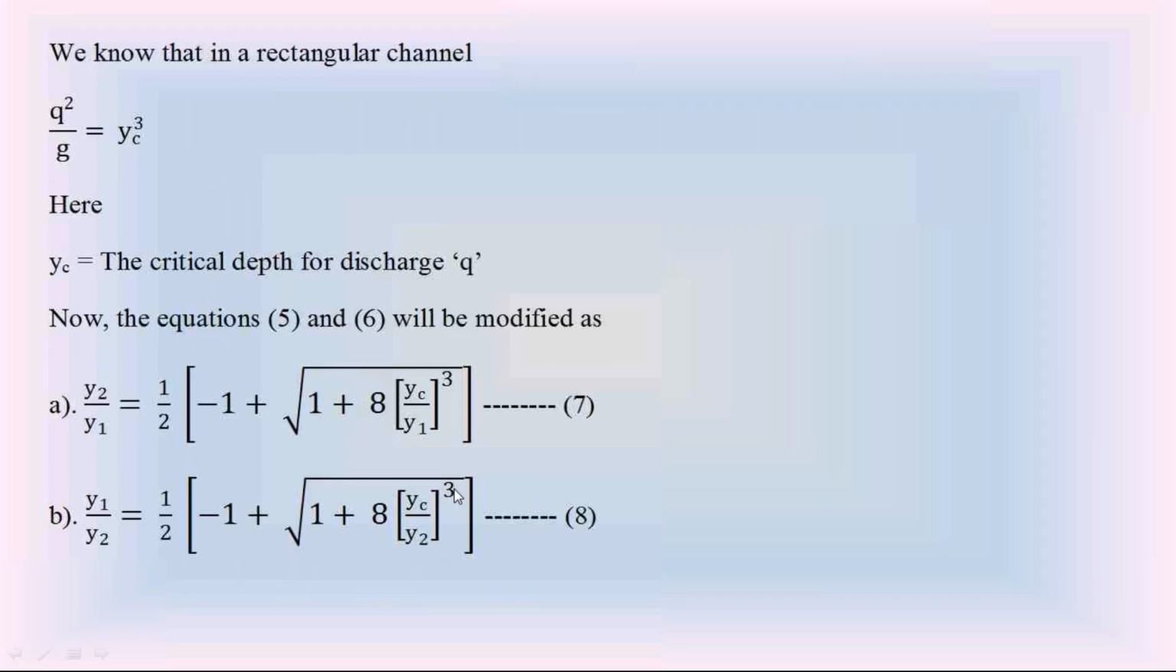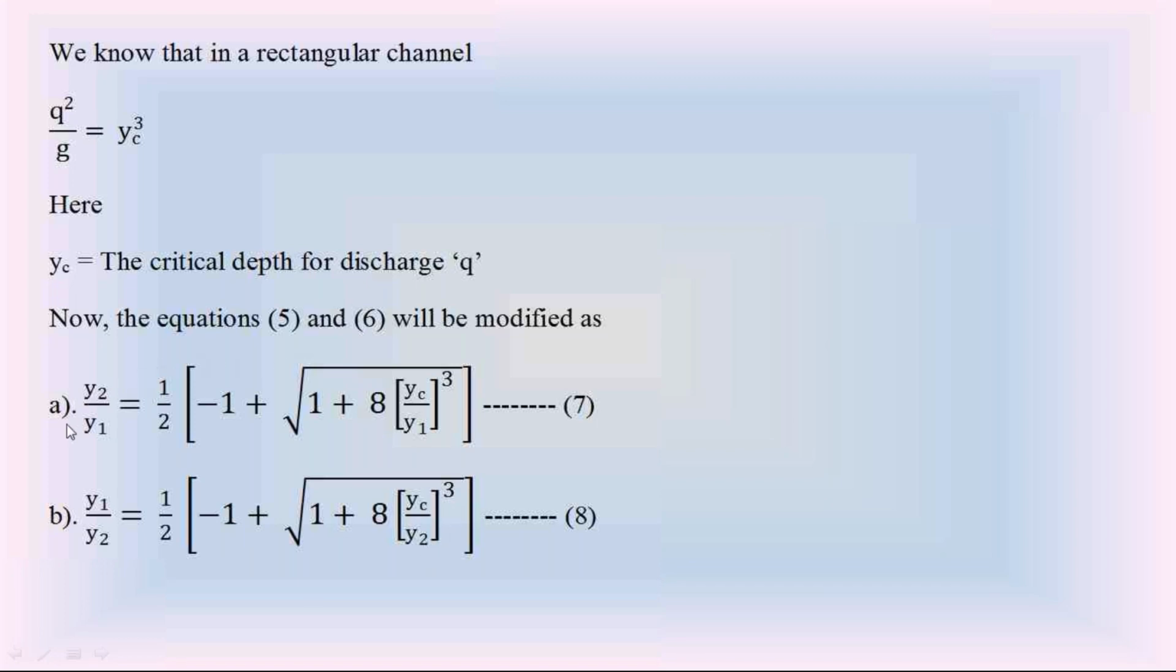So by replacing q square by z with yc cube, equations 5 and 6 become y2 by y1 is equal to half into minus 1 plus root of 1 plus 8 yc by y1 whole cube. That is equation 5. And equation 6 becomes y1 by y2 is equal to half into minus 1 plus root of 1 plus 8 into yc by y2 whole cube.